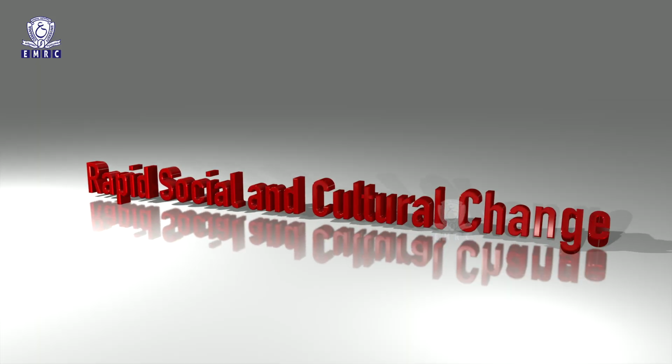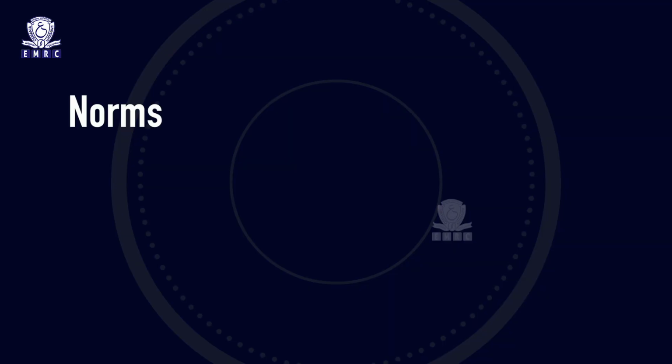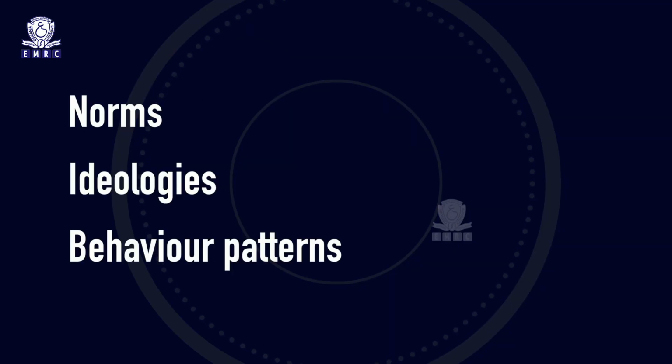Next major feature is rapid social and cultural change. Rapid social and cultural change characterizes urban life. The importance attached to traditional or sacred elements has been relegated to the background. The benefits of urban life have effected changes in respect of norms, ideologies and behavior patterns.